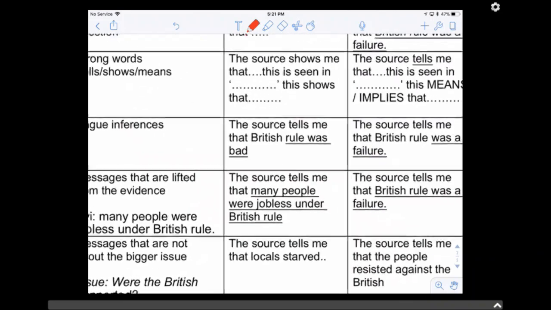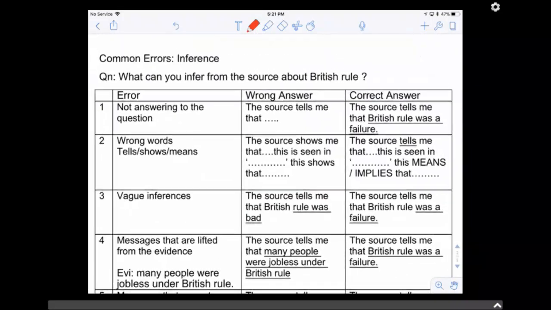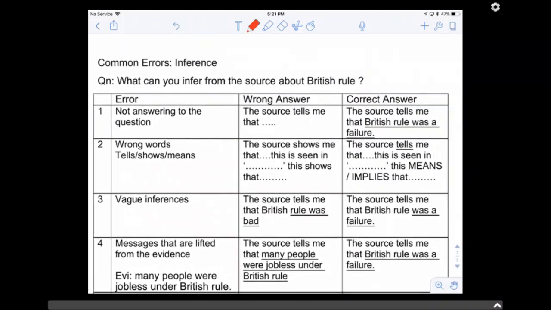Now let me go through some of the common errors that I may see in the paper, but I hope that I won't see. So number one, not answering the question. If the question is, what can you infer about the British source, British rule? Then answer the question, answer about British rule.